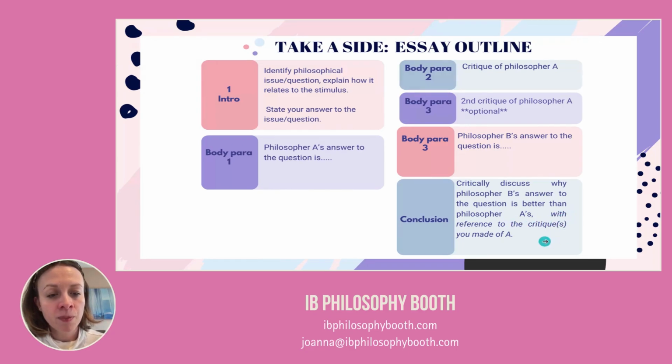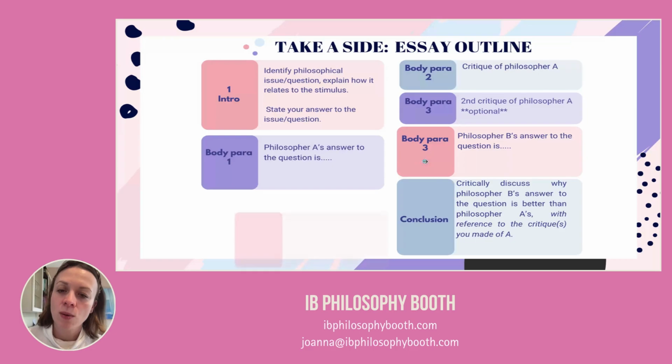this is a really nice strategy to give you a really tight argument and to make your argument run through to a consistent conclusion: explain why philosopher B's answer to the question is better than philosopher A's answer with respect to the critique or critiques that you gave earlier in the essay. That just helps to tie things together really nicely, if you can do it.